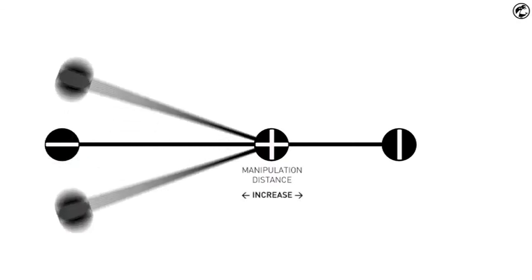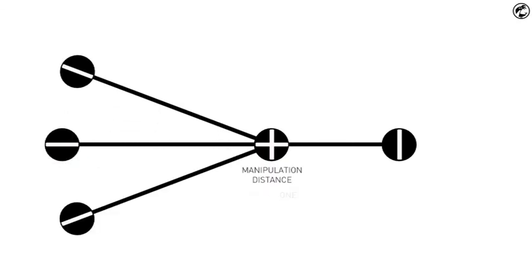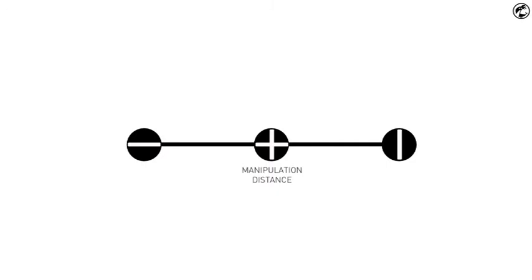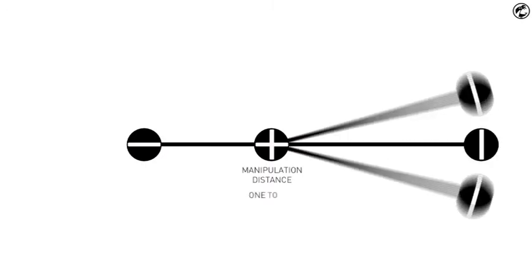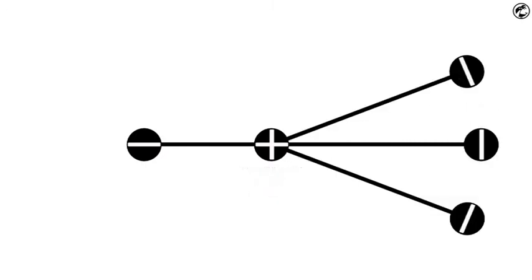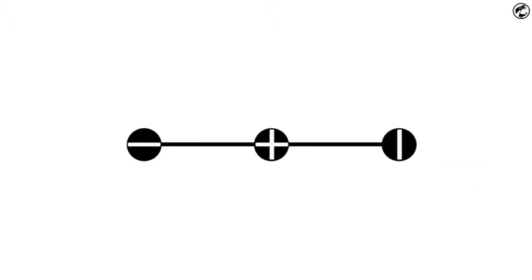The distance increases when multiple puppeteers perform with one puppet. Distance increases when one puppeteer manipulates several puppets. As distance increases, more puppetry skills are needed. As distance decreases, more acting skills are needed.